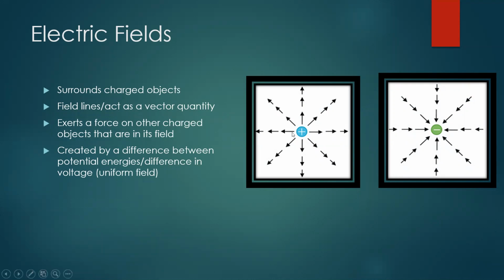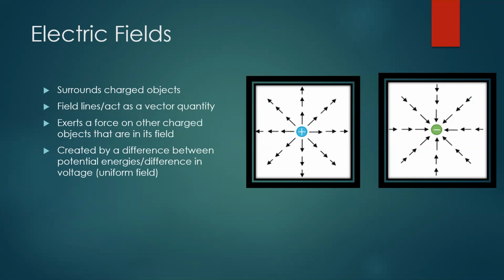For the positively charged object, these lines are going to face outwards. They're going to go away from it. But as for the negative, it's going to be opposite. The field lines are going to go towards the negatively charged object. And with these lines, when they're in a non-uniform field, meaning that there's just one charge, these lines will extend all the way to space forever. They're not going to stop. They're continuous.